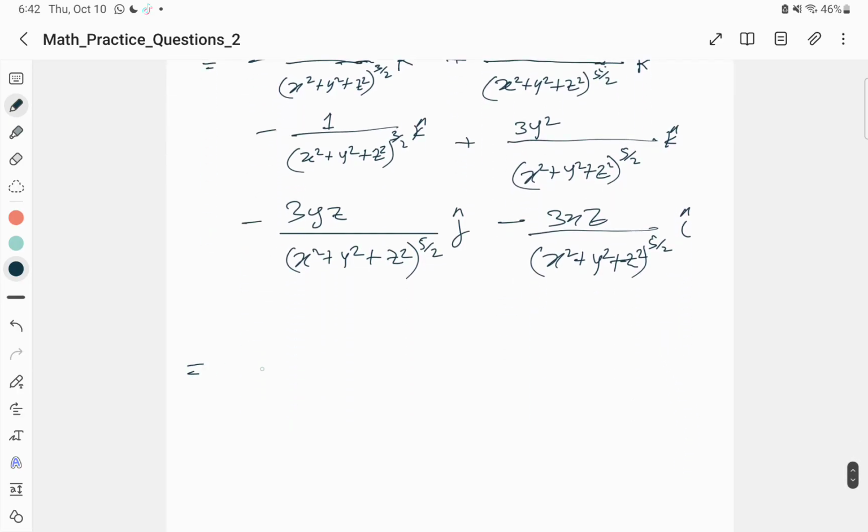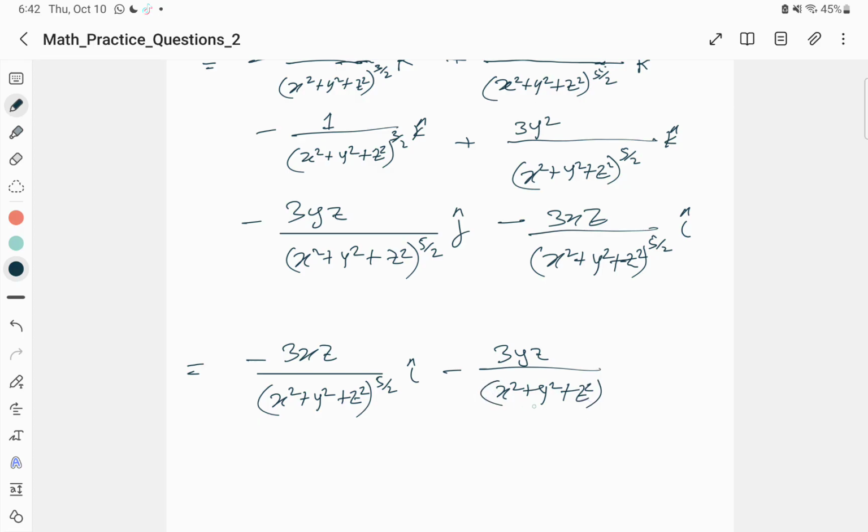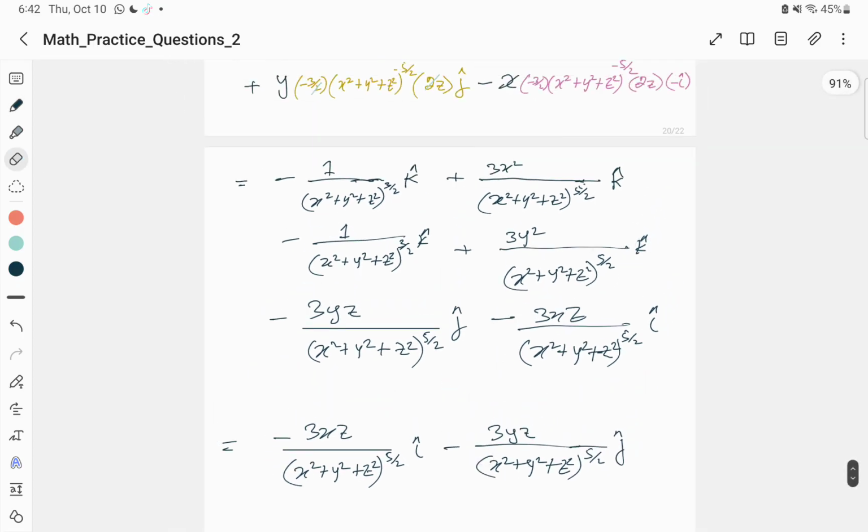Okay, let's combine the components. So first of all we have I component, which is negative 3xz divided by (x square plus y square plus z square) to power 5 by 2, I component, then negative 3yz divided by (x square plus y square plus z square) to power 5 by 2, the j component. And lastly we combine all of the k components.